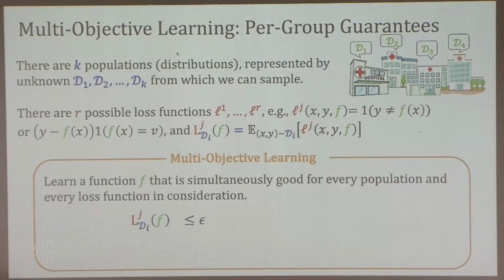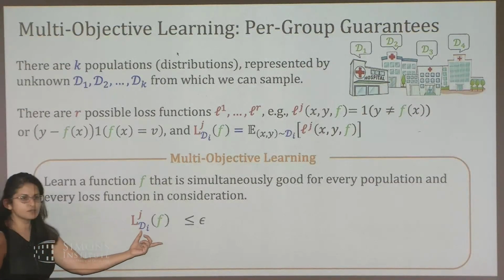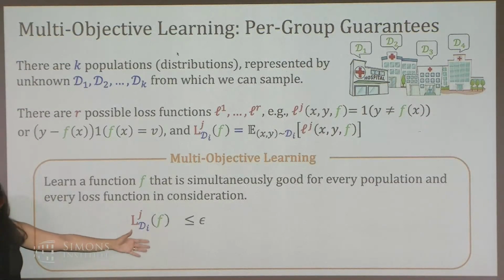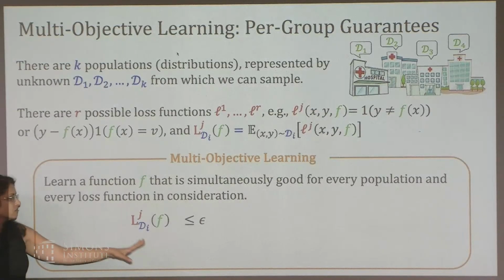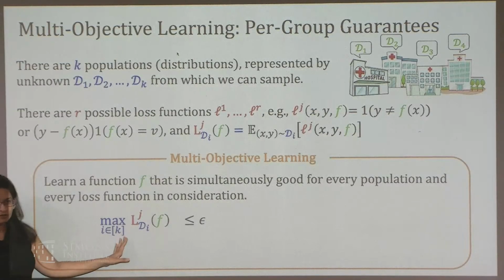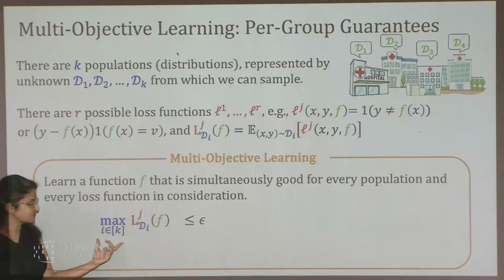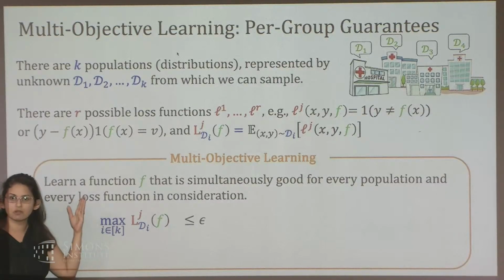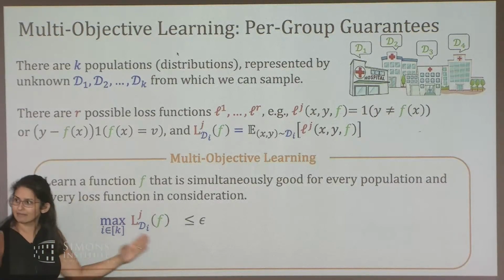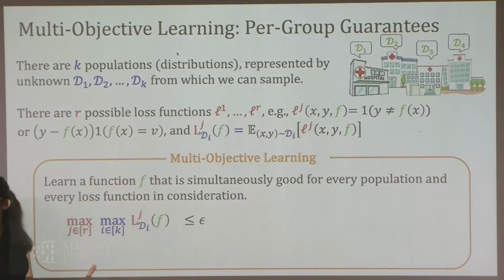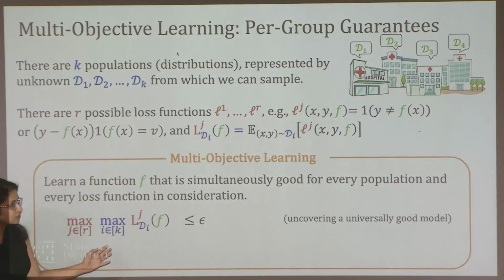Okay. So what does this look like? This is for a single distribution, single objective. I said that the error I have is less than epsilon. Well, if you want to think about this, for a single objective and multiple distributions, I want this to be small for every loss and every distribution. So you just have a bunch of maxes here. Okay? And if you can do this, great.